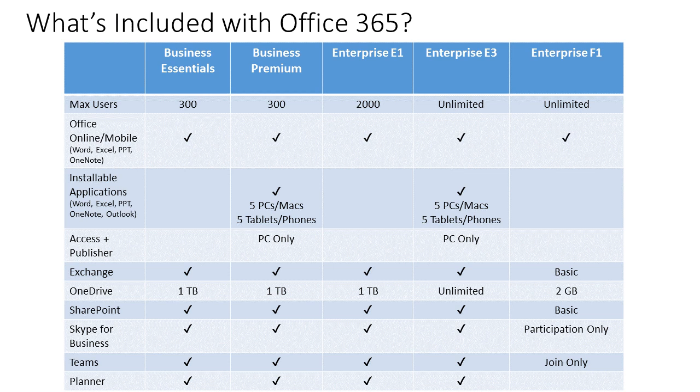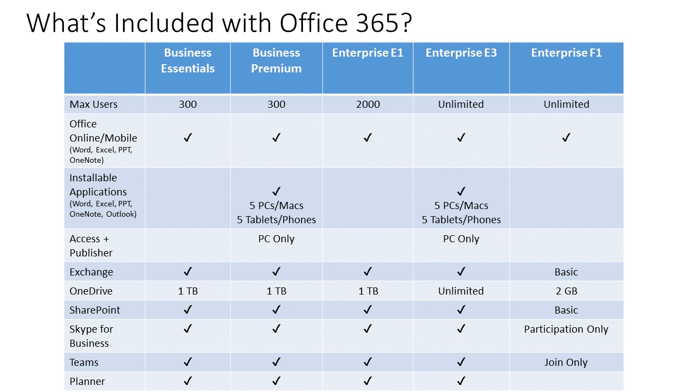So the first row, you can see the maximum number of users you can have in the Essentials and the Premium plan is 300. So if you think your nonprofit has a huge number of employees, or you're going to hire a large number of employees, I would suggest the E1, E3, or the Enterprise plan, that is. It has a higher limit for users. As you can see, for the E1 plan, that's a 2,000 user limit, and for the E3 and F1 plan, there's an unlimited number of users you can have.